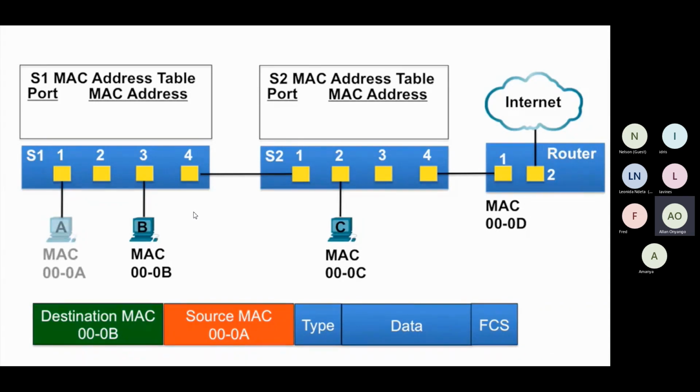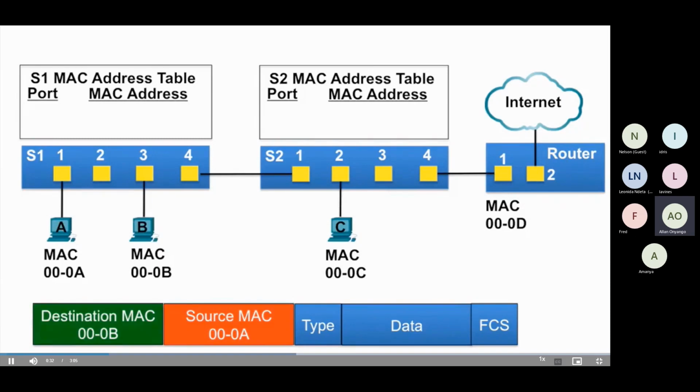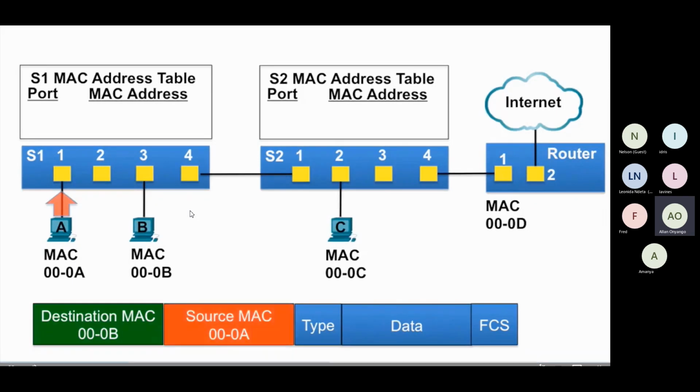PCA has an Ethernet frame to send to PCB. The source MAC address of the frame is 000A and the destination MAC address is 000B. The Ethernet frame is sent to switch S1. S1 receives the Ethernet frame, examines the source MAC address, and notices that this MAC address is not in its MAC address table, so it adds the MAC address and the incoming port number.